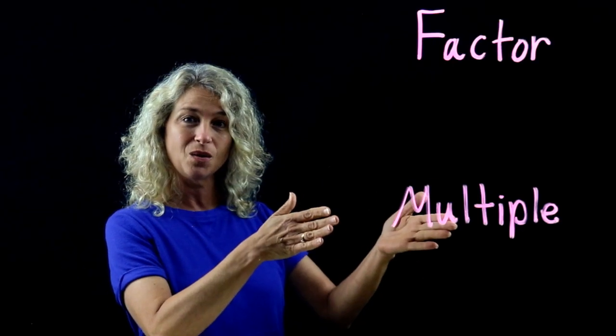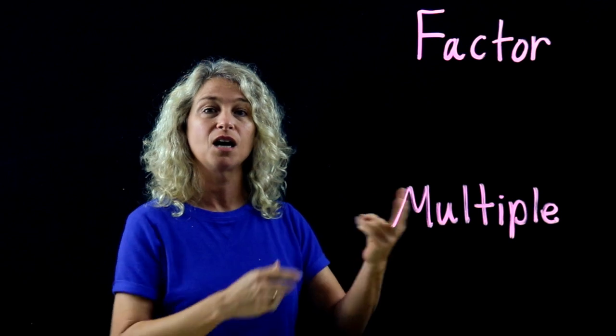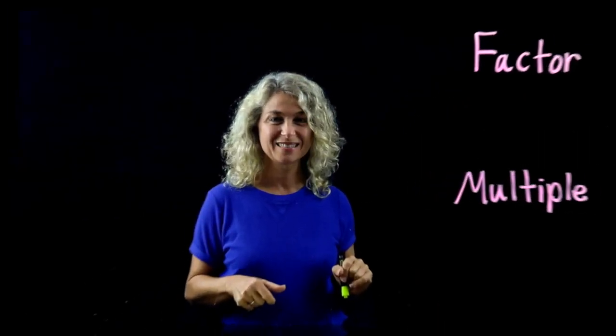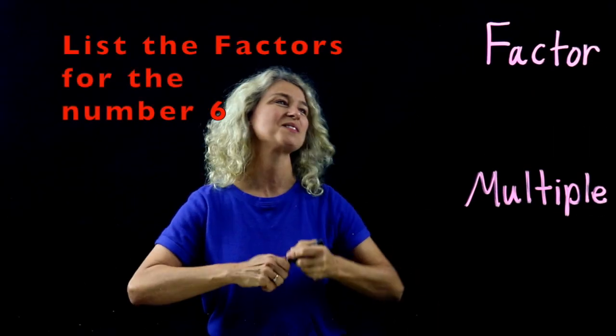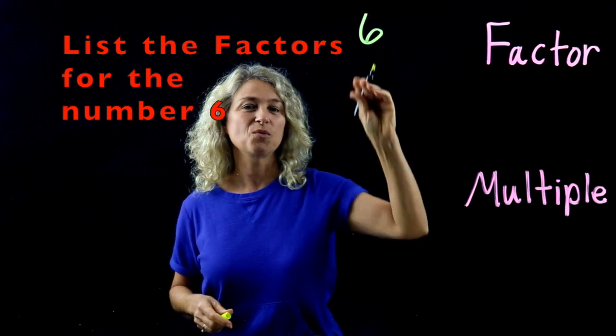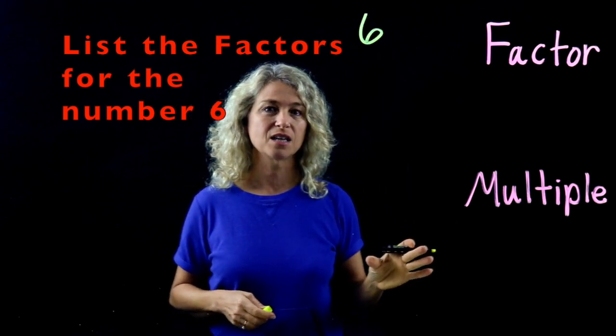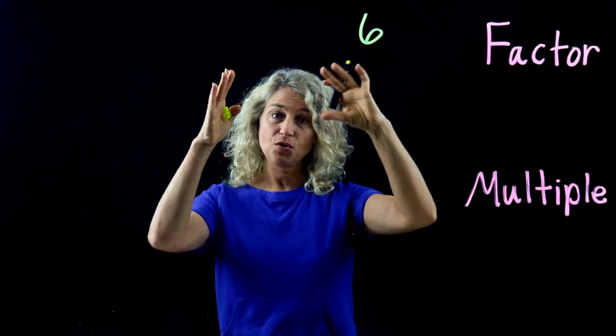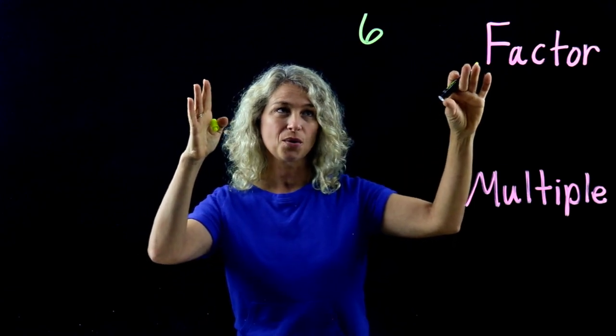Now, a multiple, it is the product of the two given factors. So let's look at the number 6. When we write the factors for 6, if you do it in this way, in writing them out, when you finish you'll have them in sequential order.